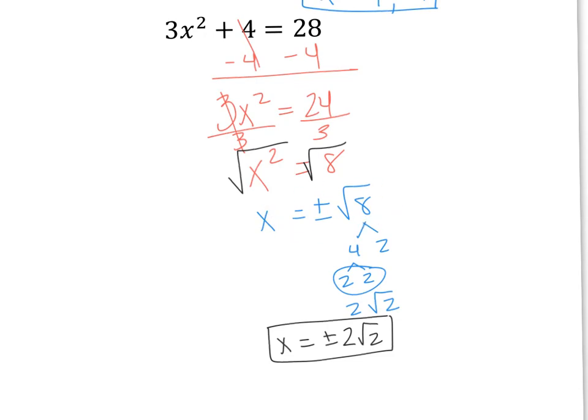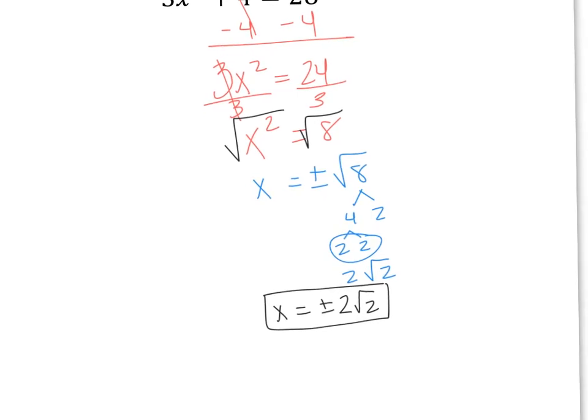But then 8 can be simplified. It divides into 4 and 2, and 4 goes into 2 and 2, which means that you have 2 radical 2. So technically, the answer is plus or minus 2 radical 2. Though, if you did leave it like this, probably it would be okay. But technically, this is the most simplified answer.